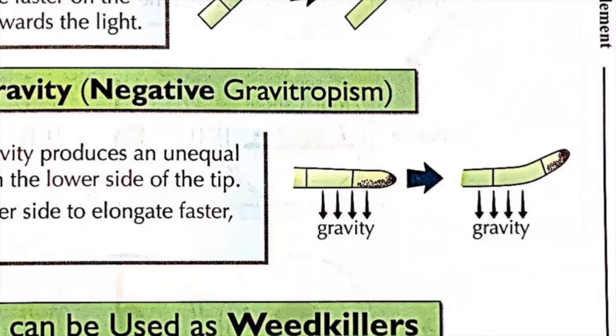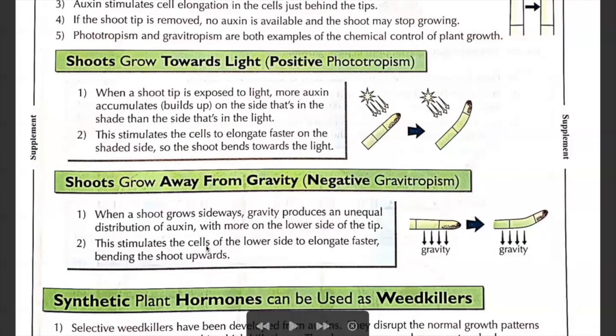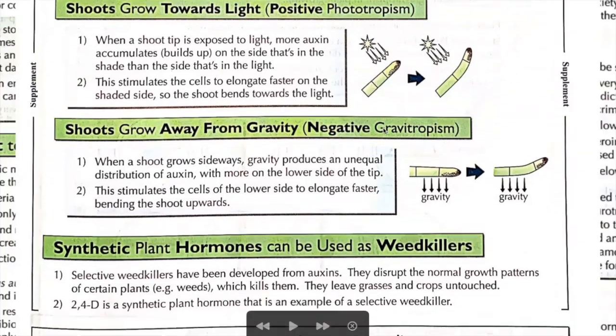So what will happen is that this stimulates the cells of the lower side to elongate faster than the upper side. So apa yang terjadi? So the shoot will bend upward. Dia akan bergerak ke atas. So bila bergerak ke atas, dia adalah negative gravitropism. Kalau dia bergerak ke bawah macam root kan dia grow downward kan. So root positive gravitropism. Tapi shoot, dia negatif. Tapi kalau in term of phototropism, shoot ni dia akan tunjuk positif. Kalau root negatif phototropism.